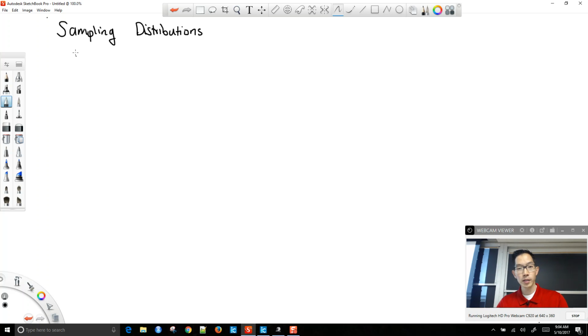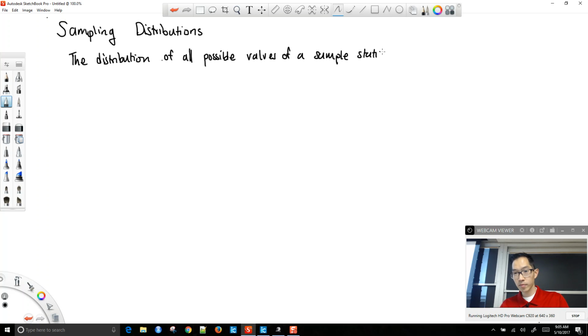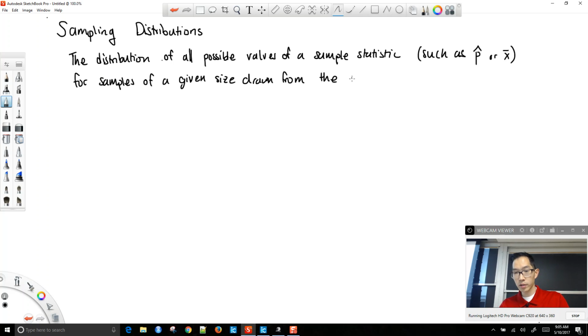Okay? So again, the sampling distribution, this is the distribution of all possible values of a sample statistic, such as p hat or x bar, for samples of a given size drawn from the population.